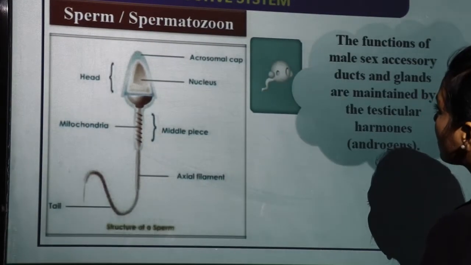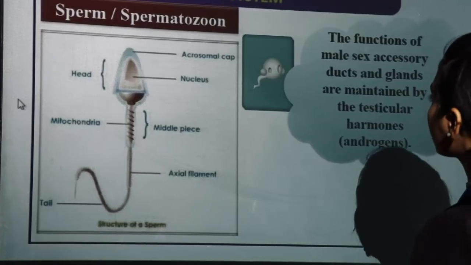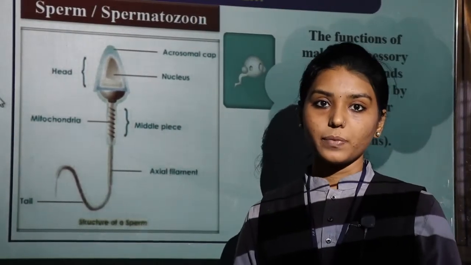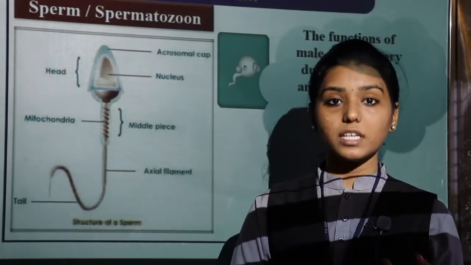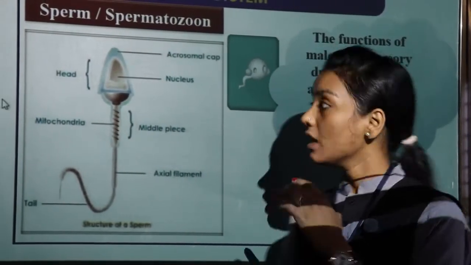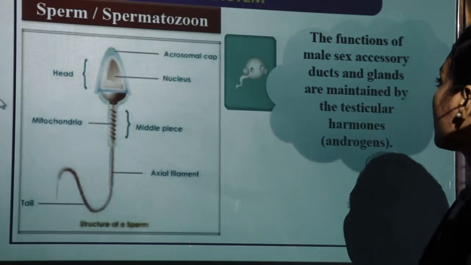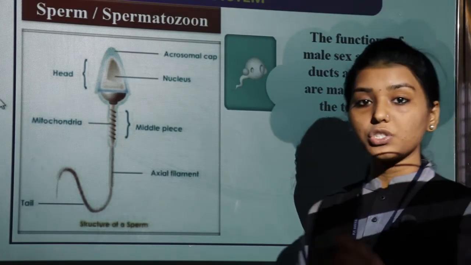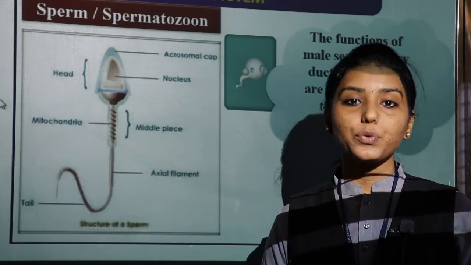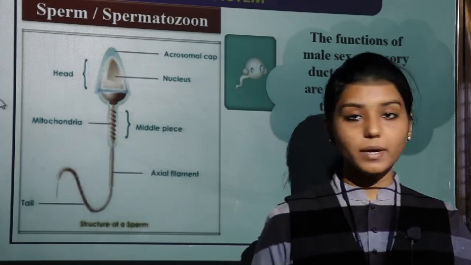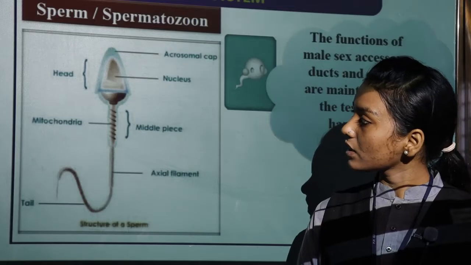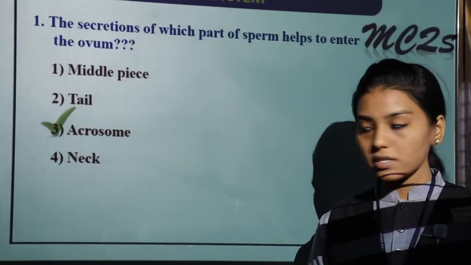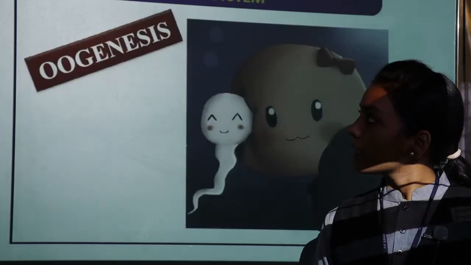Next thing is the function of the male accessory glands. We have seen in the male reproductive system the testis, accessory ducts and accessory glands. Now here you can see that the function of the male accessory ducts and glands is to maintain the testicular hormone, which is androgen. That is being maintained by this particular part. Next, regarding the parts that I have already discussed, the acrosome.